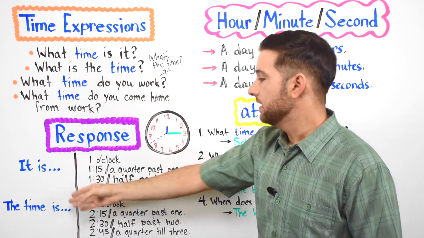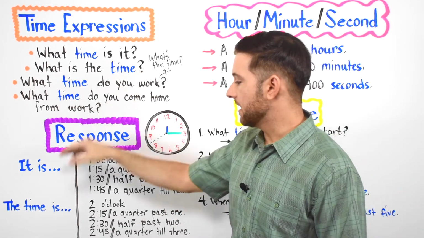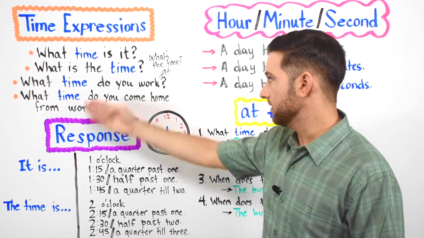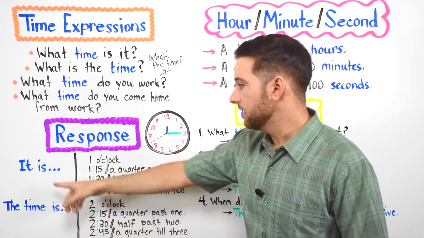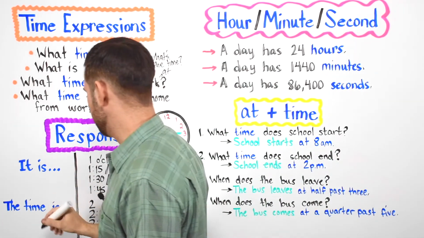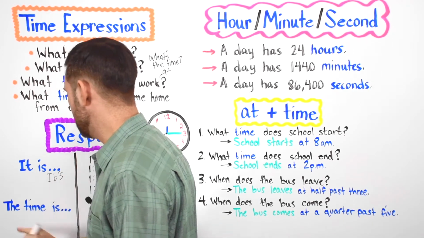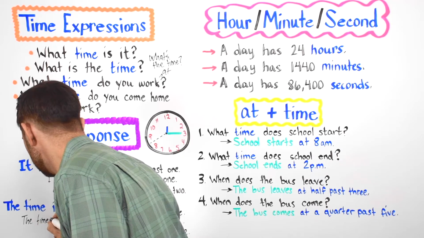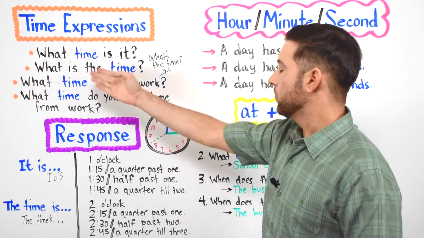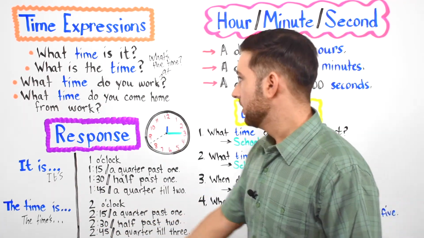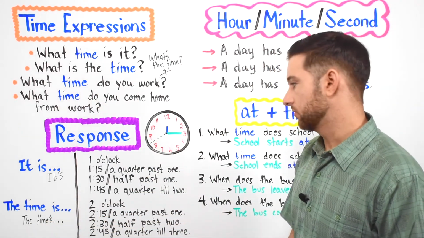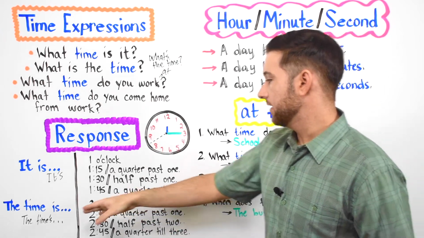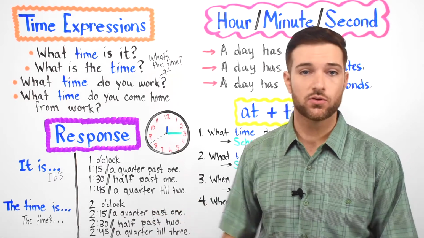Okay, so what time is it? It is 1:45. What is the time? The time is 2:15. What is the time? It is 1:15. What time is it? It's 2:30. Instead of saying it is, you can also say it's. Don't forget, it's with an apostrophe. And instead of saying the time is, informally, you could say the time's. What time is it? It's 2:30. What time is it? The time's 2:30. What time is it? It is 2:45. Or the time is 2:45. It's almost 3.